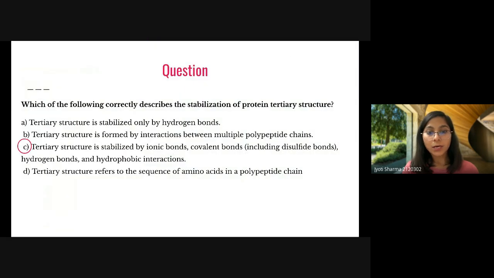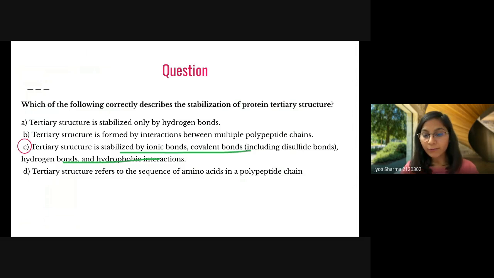The question was about stabilization of the protein tertiary structure. This is stabilized by the ionic bond, covalent bond, hydrogen bond, and the hydrophobic interaction. So you learned that we have amino acids. The chain of amino acids gives you the primary structure. If we have the hydrogen bond between that chain, then this will give you the secondary structure. If we have the ionic bond, covalent bond, hydrogen bond, and hydrophobic interaction within these amino groups, then this will give you the tertiary structure.